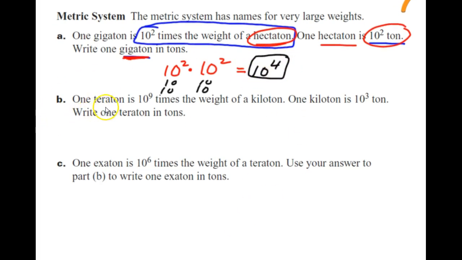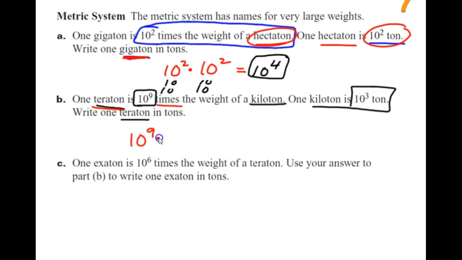So then part B, 1 teraton is 10 to the 9th times the weight of a kiloton. Well, a kiloton is 10 to the 3rd tons. Write a teraton in tons. So a teraton is 10 to the power of 9 times, meaning multiply, the weight of a kiloton, which is 10 to the 3rd. So let's simplify that. I know this is going to be 9 tens. This is 3 tens. So how many tens would there be total? 9 plus 3 more would give us 12.